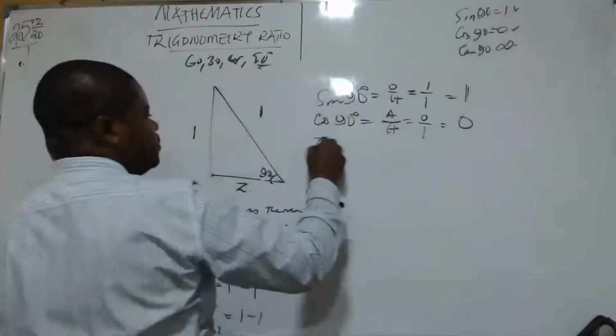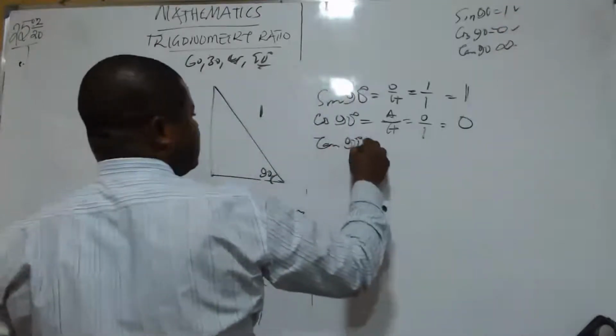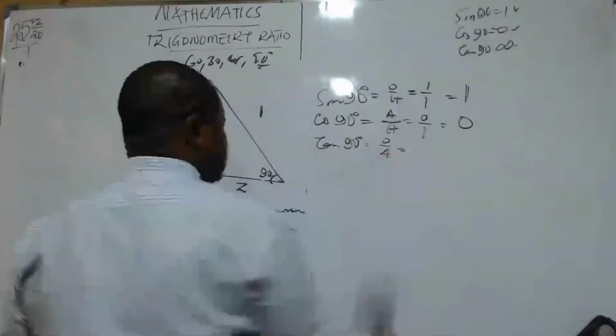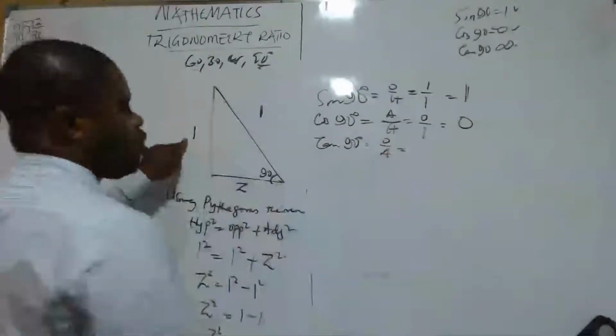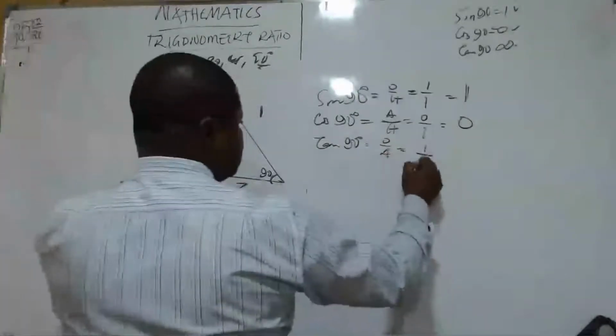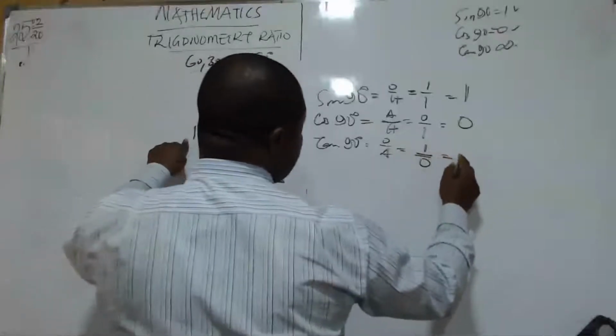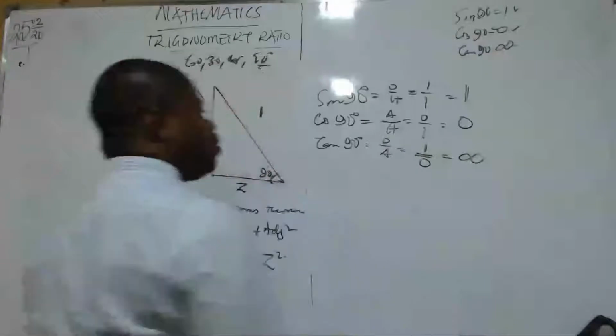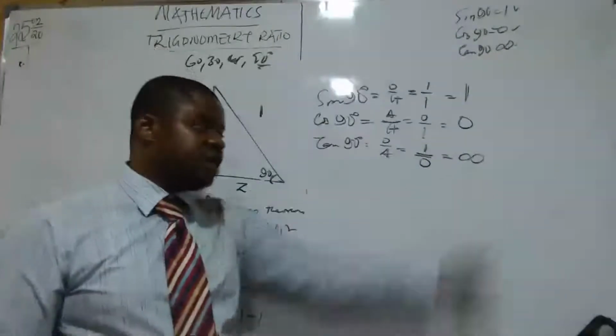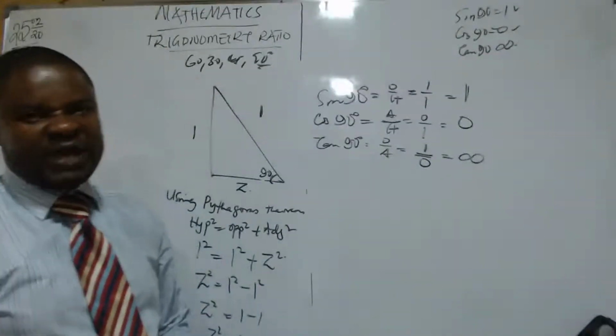Right? Now, tan 90, we have opposite over adjacent. Our opposite is 1. Our adjacent is 0. There's nothing like 1 divided by 0. And that's why your calculator will tell you math error, which is infinity. It does not have an end.